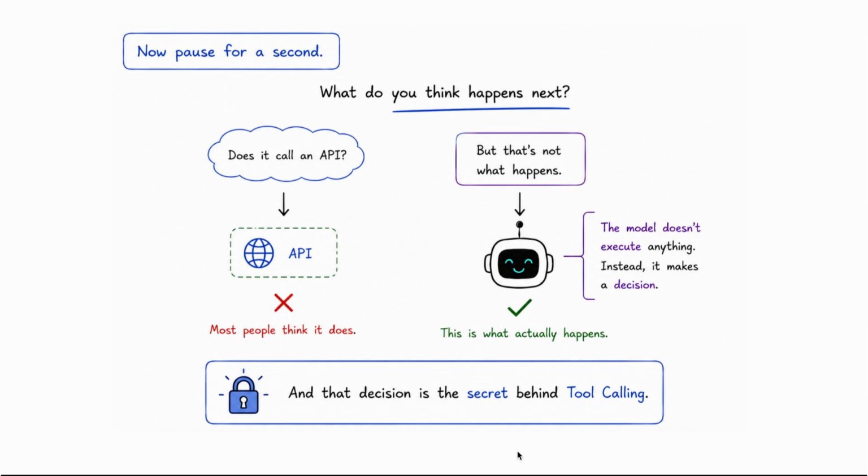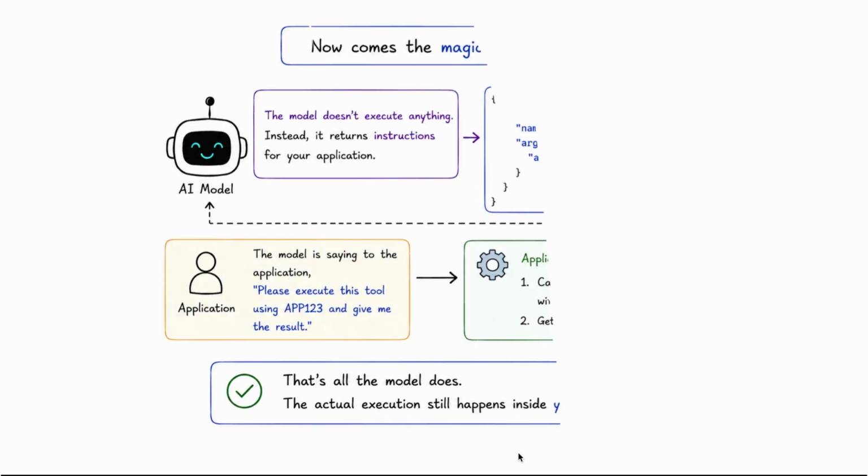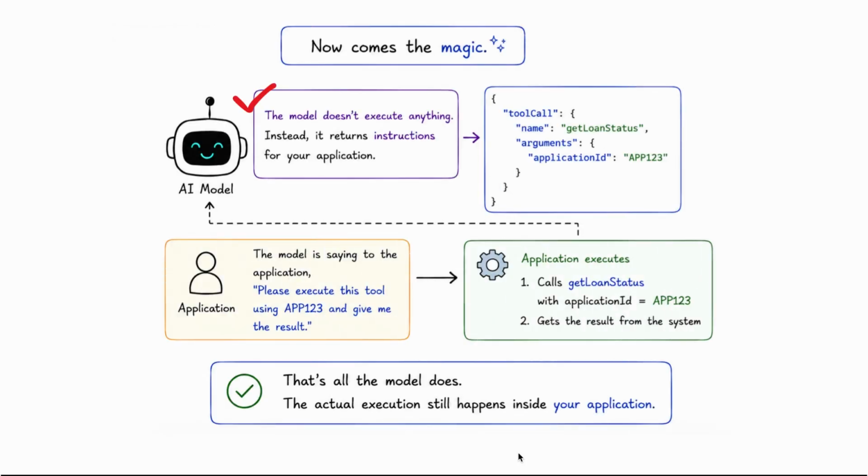The model does not execute anything. Instead, it makes a decision, and that decision is the secret behind tool calling. Now comes the magic. The model does not execute anything. Instead, it returns instructions for your application. The model is saying to the application, please execute this tool using this application ID, which is app123, and give me the result. That's all the model does. The actual execution still happens inside your application.